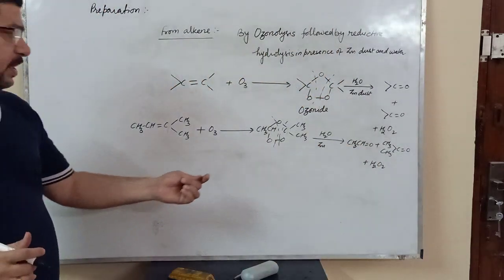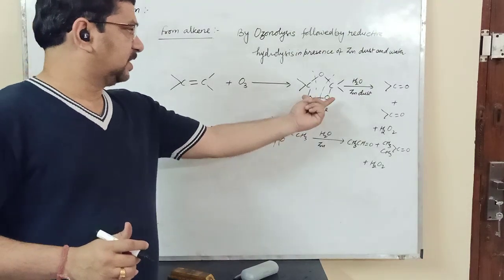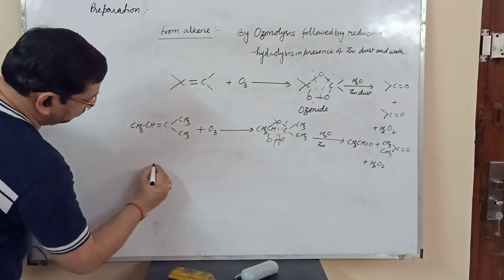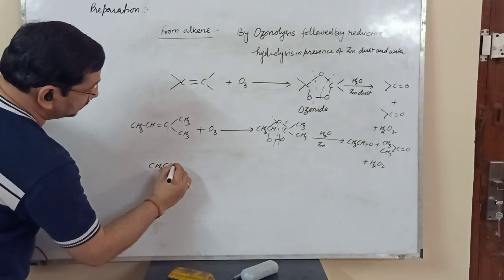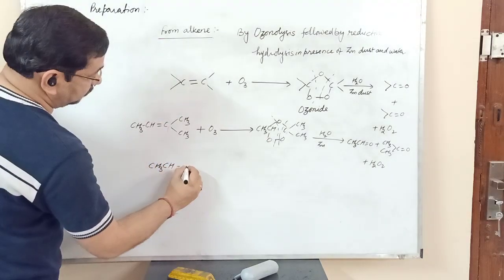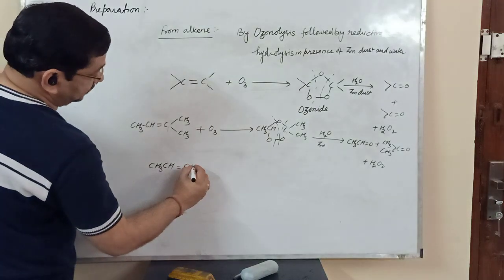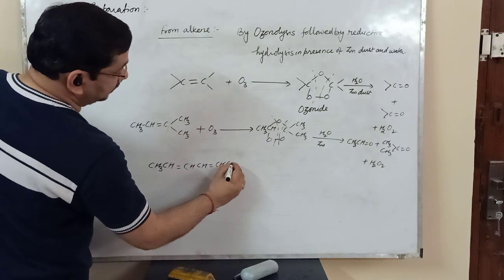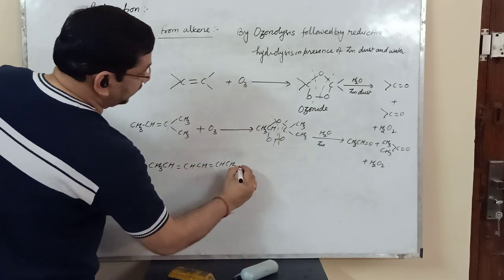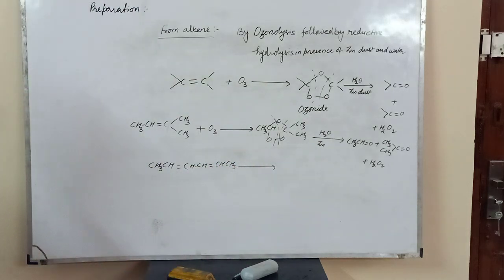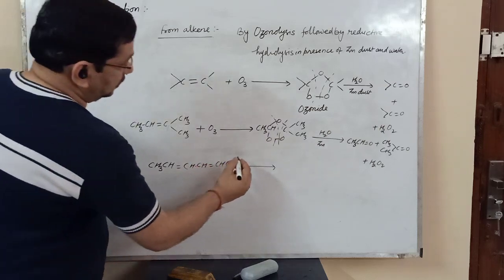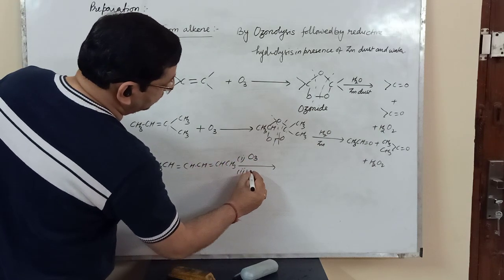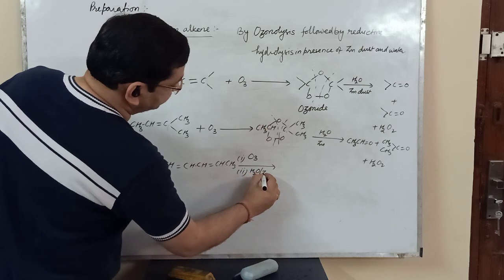Some students face a lot of problem in making this intermediate and product. For them, there is a very simple way of conversion. Take CH3CH double bond CH CH double bond CH CH3. How can we write the product of this? First ozonization and second reductive hydrolysis.